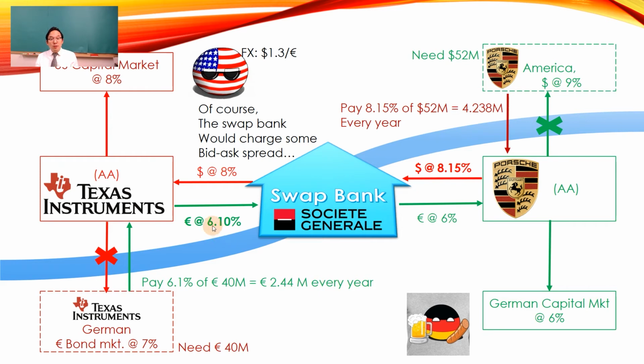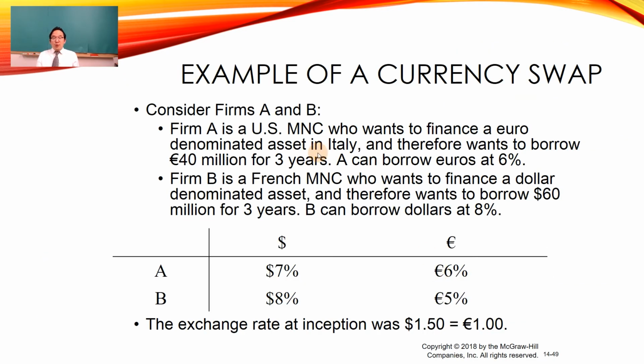Okay, so the interest rate will be slightly different, like this, and accordingly, the payment of interest will be adjusted. It will be changed like this: 2.44 million over here, and then 4.238 million US dollars over here, like that. So realistically, bid-ask spread will be there for you. So that's a pictorial introduction of currency swap.